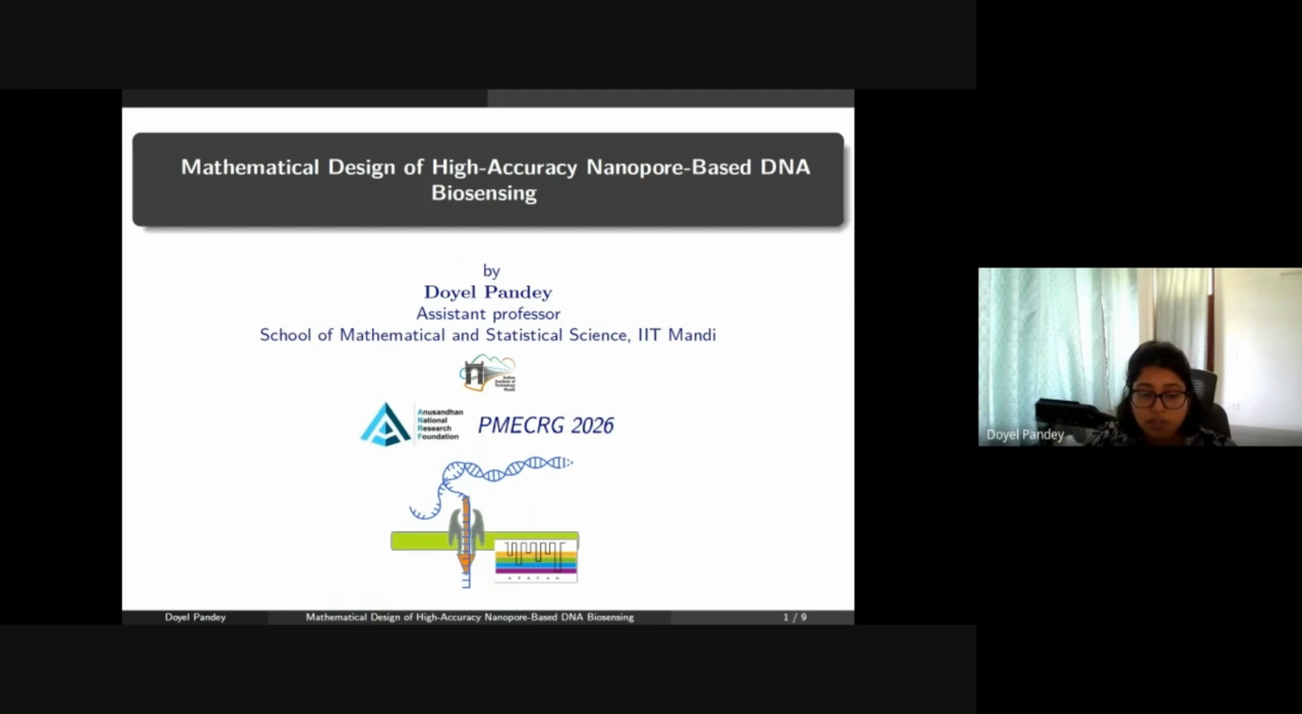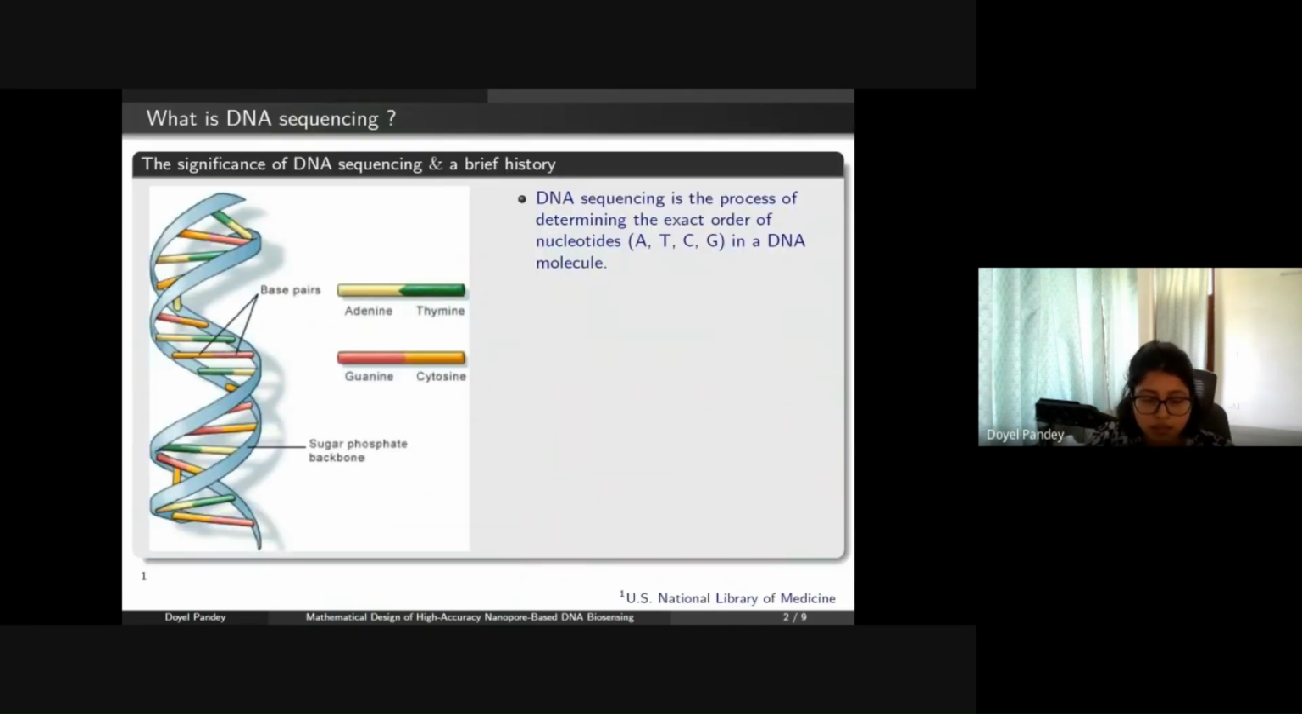The primary objective of this project is to develop a comprehensive mathematical and computational framework for nanopore-based DNA biosensing. With that introduction, let me first give a brief overview of DNA sequencing and explain why nanopore sequencing has become such an exciting area of research.